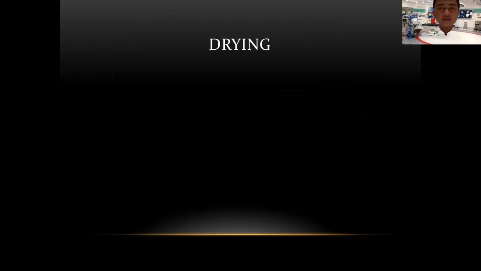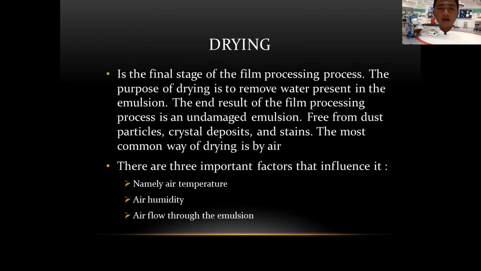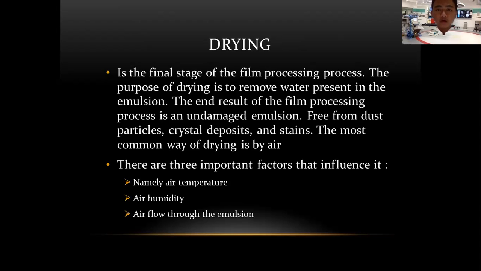And then drying is the final stage of the film processing process. The purpose of drying is to remove water present in the emulsion. The end result of the film processing process is an undamaged emulsion, free from dust particles, crystal deposits, and stains. The most common way of drying is by air.